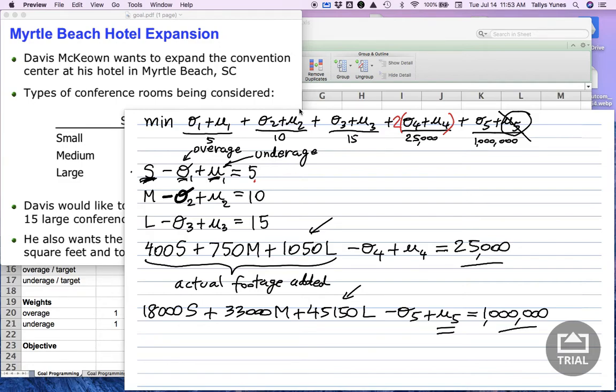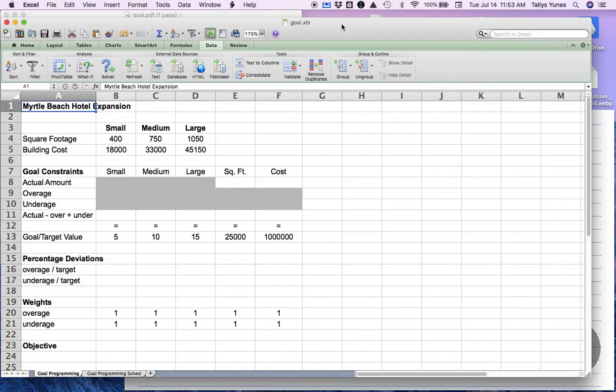So this is our goal programming model. Let's go to Excel and I'll show you how to implement all of this, and then we'll see what the solution looks like. So here we go. I have here all the data. I have the SML variables in this position here.